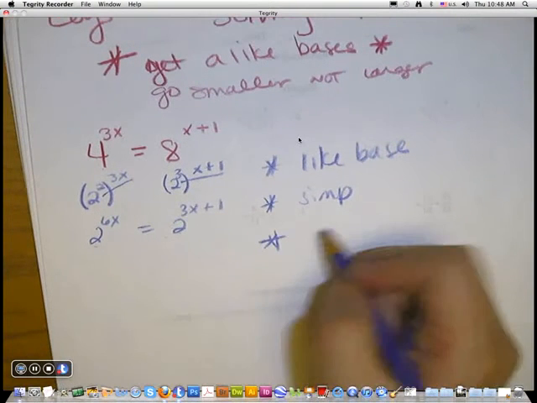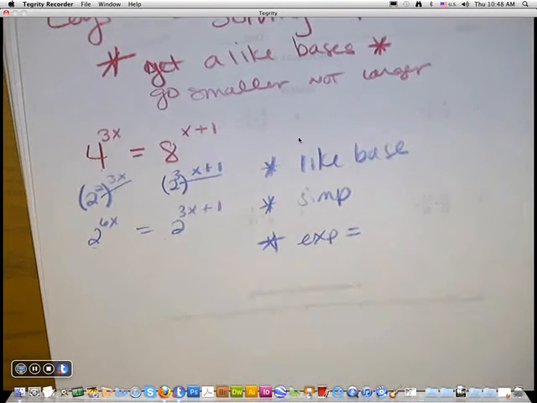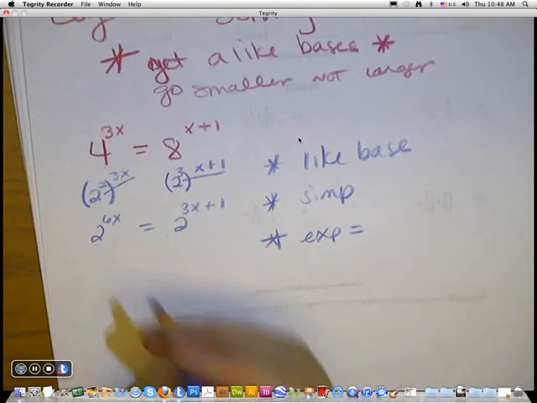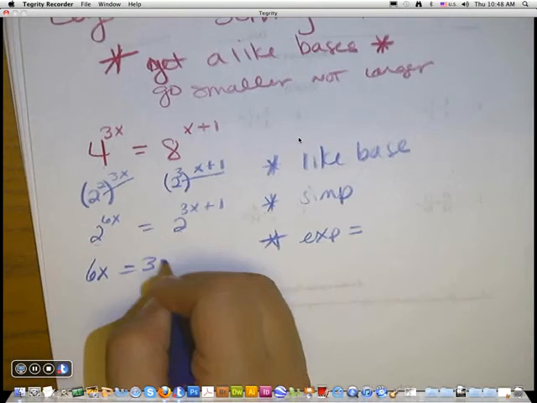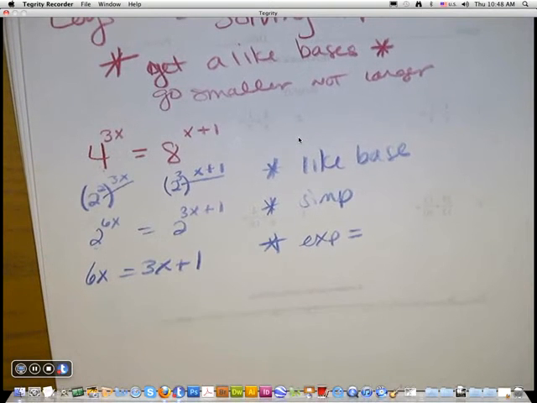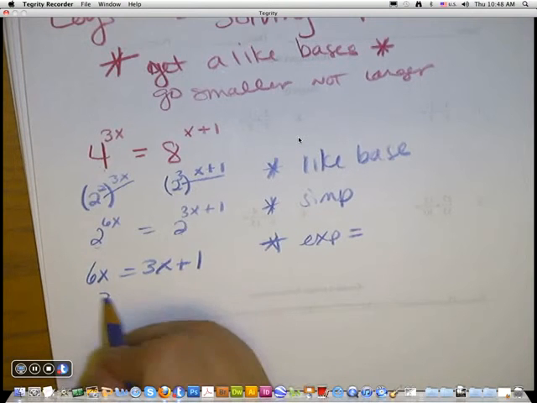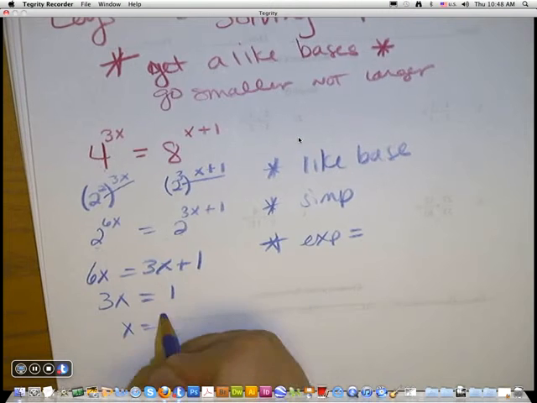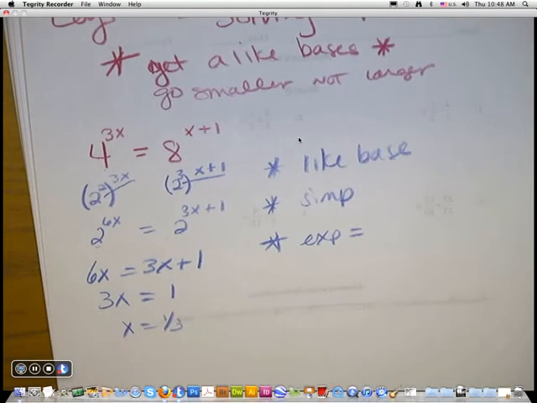Since the bases are alike and equal, so are the exponents. The whole purpose of getting like bases is so that we can set the exponents equal to one another. And then you can just solve this. 3x equals 1, so x equals 1/3.